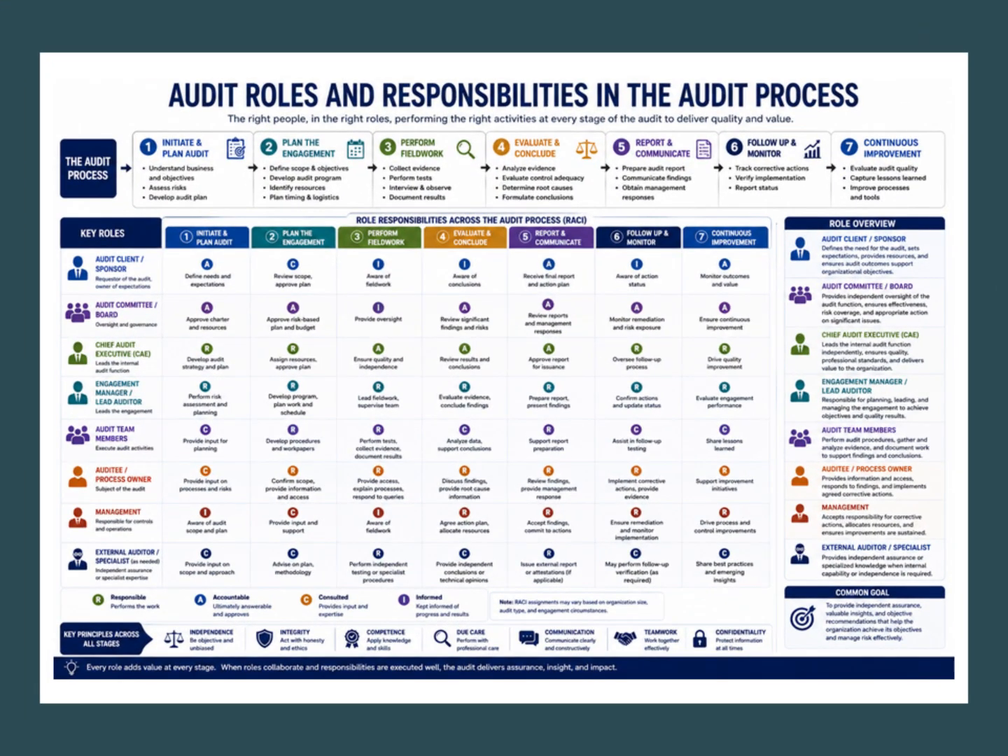Successful audits depend on more than just audit procedures and checklists. They depend on having the right people, with clearly defined responsibilities, working together throughout the entire audit lifecycle. This slide maps the major audit roles against each stage of the audit process using a RACI approach, showing who is responsible, accountable, consulted, and informed at different points in the engagement.